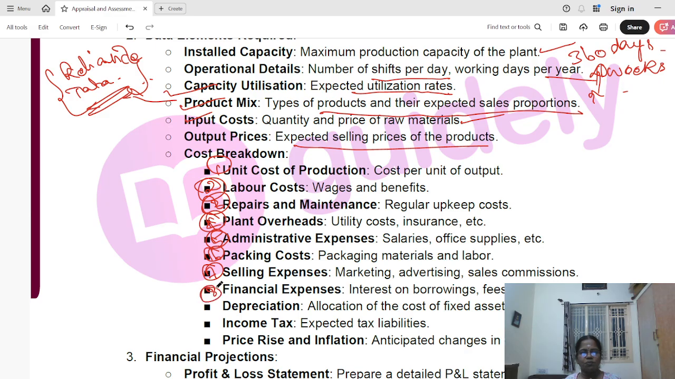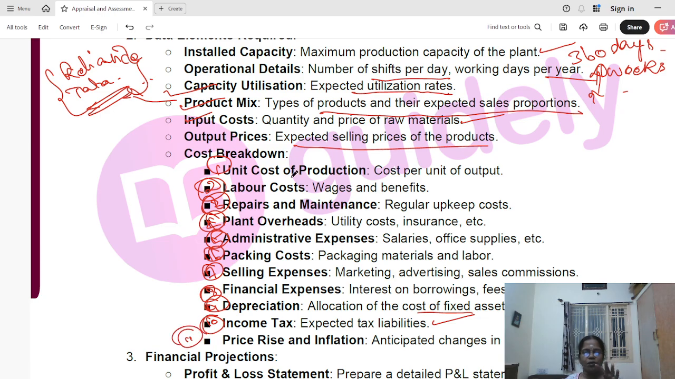Then finance expenses, that is the interest on borrowing. Then the ninth one is depreciation, the allocation of the cost of fixed assets over their useful life. Depending on the useful life, how much depreciation a fixed asset gets. Then the 10th, income tax, that is the expected tax liability. Then the 11th one is the price rise.